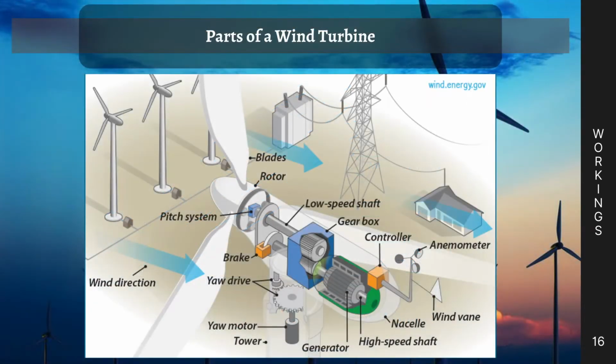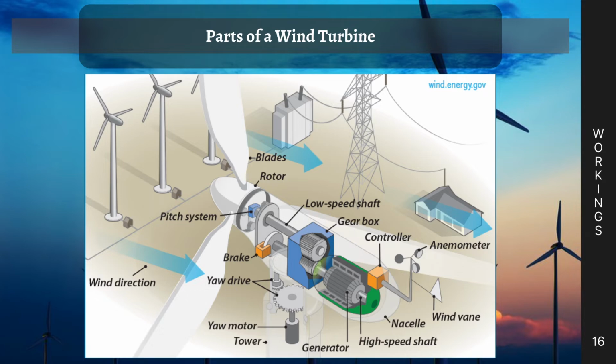Parts of a wind turbine. As discussed earlier, the blade catches the wind, which in turn turns the rotor of the turbine. However, the rotation of the rotor is too slow to generate a useful frequency of alternating current that we can use as electricity. That is why the rotor is connected to a gearbox. The gearbox is composed of several gears that increase the speed of the rotation. Then, this gearbox is connected to the generator, which generates the electricity.